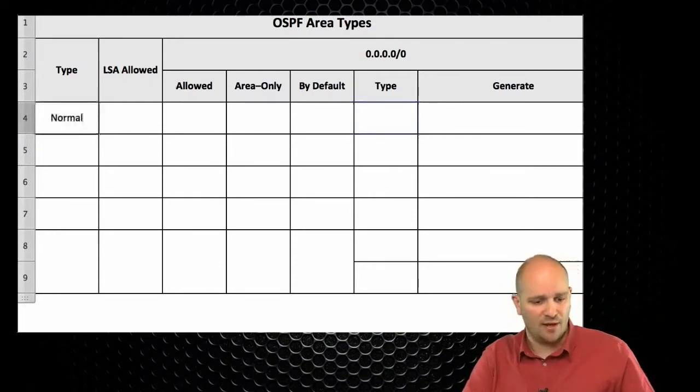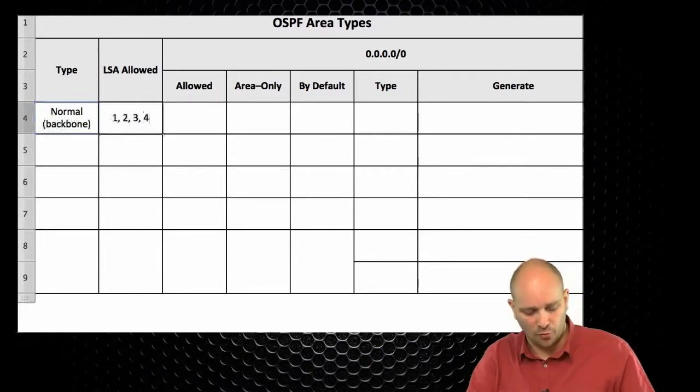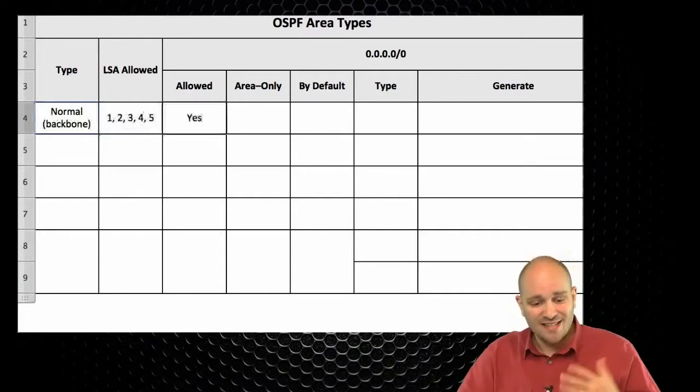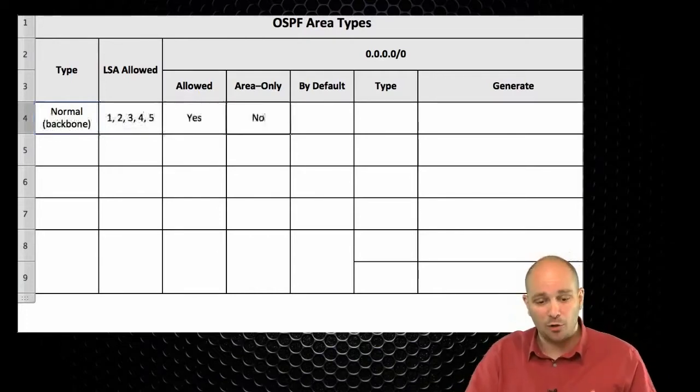So the first area type is the normal area, which actually includes the backbone area as well. And the allowed types are 1, 2, 3, 4, and 5. And the default route is allowed to exist, but it cannot be generated only into this one area.